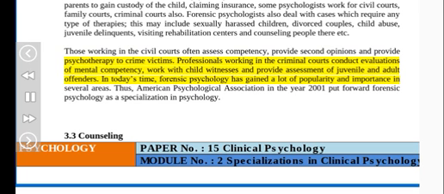and adult offenders. In today's time, forensic psychology has gained a lot of popularity and importance in several areas. Thus, the American Psychological Association in the year 2001 put forward forensic psychology as a specialization in psychology.